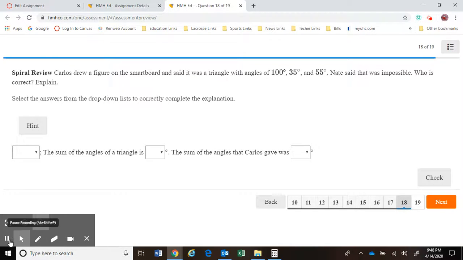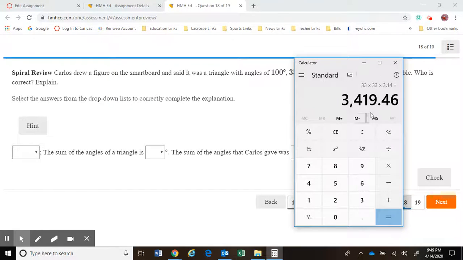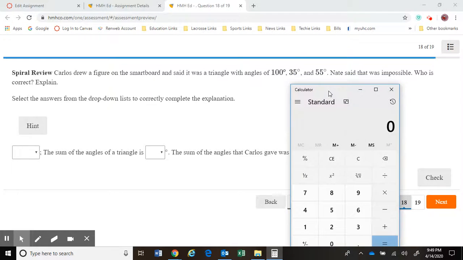All right, these last two are spiral review. Carlos drew a figure on the smartboard and said it was a triangle with angles of 100, 35, and 55. Nate said that's impossible. Who is correct? Well, remember, in order for my triangle to be a triangle, it has to have angles that add up to 180 degrees. So let's see, do they add up to 180 degrees? 100 plus 35 plus 55. Oh, I got 190.